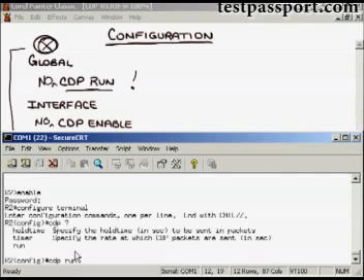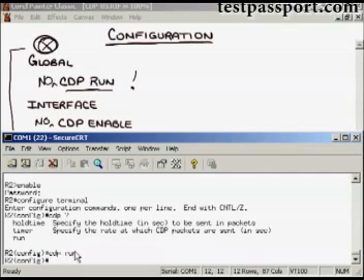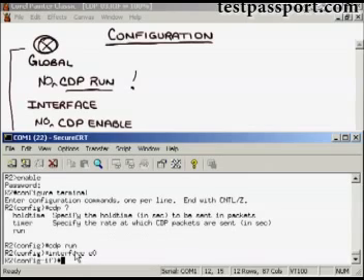Type in run there, hit enter. It's going now. Next thing I'm going to do is get into my interface mode by choosing an interface. And I'm going to choose E0 for Ether 0. Alright, now let's use our command CDP space.